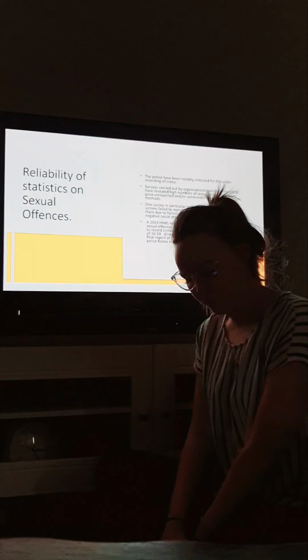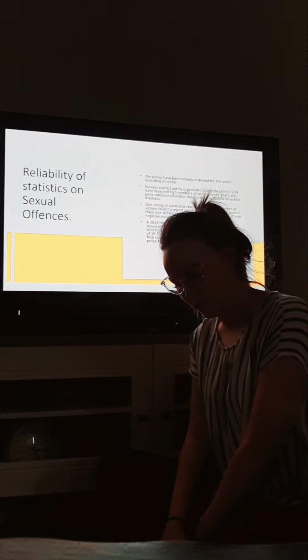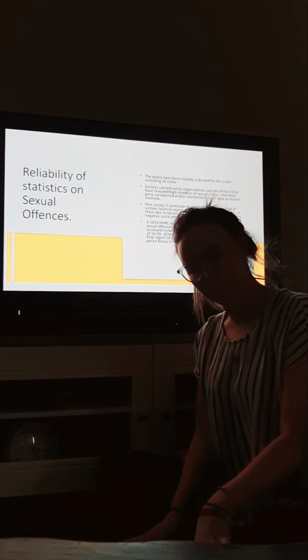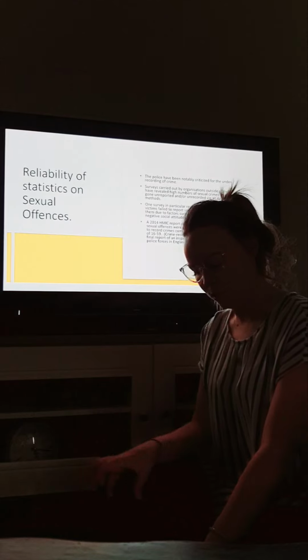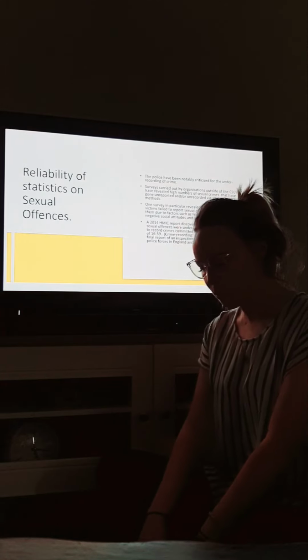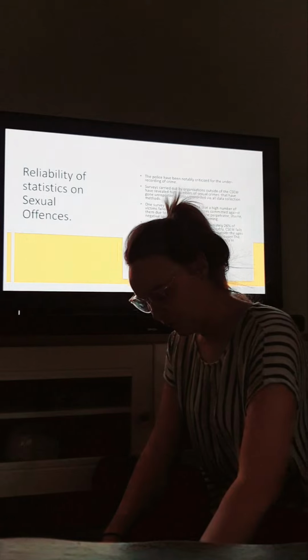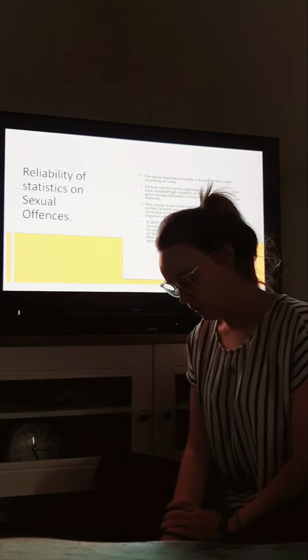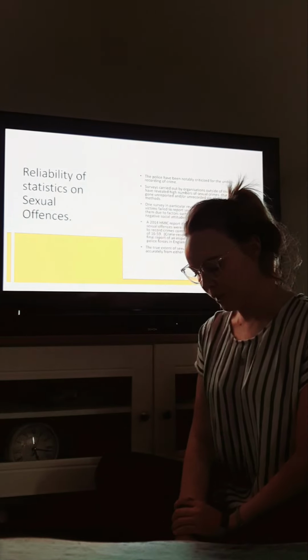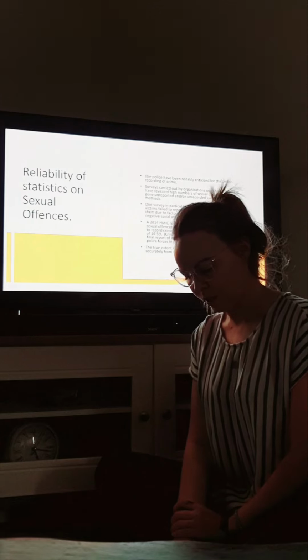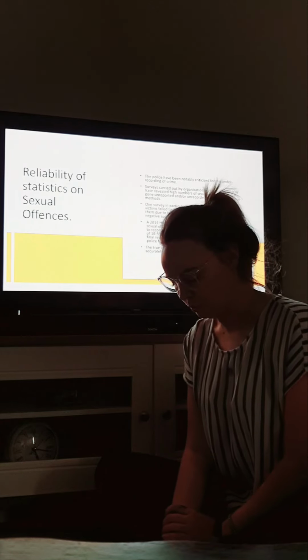Notably, the CSEW fails to record crimes committed against those below the age of 16 and those above the age of 59, which leaves a huge area of people that are missed. The true extent of sexual crimes cannot be measured accurately from either of the data collection methods.